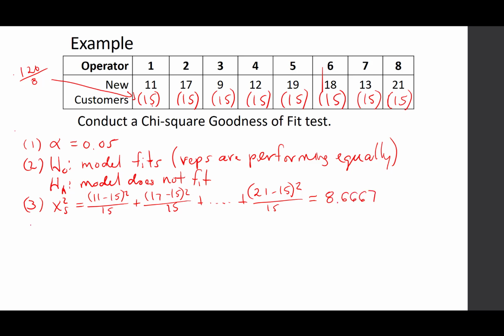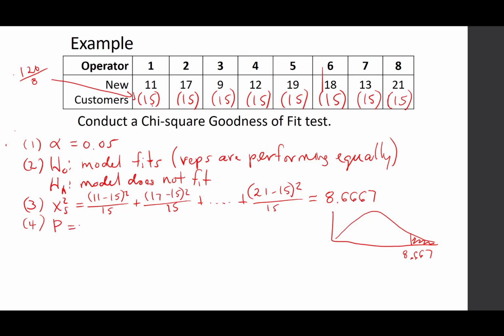Now, how do we get our p-value here? Well, we need to get the right tail area of the chi-squared distribution. We need to look at the area to the right of 8.667. That's going to be our p-value. And what are our degrees of freedom? Well, how many categories do we have here? We have 8. So the degrees of freedom are 8 minus 1, which is 7.